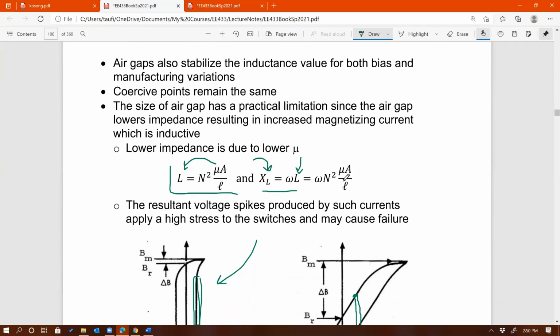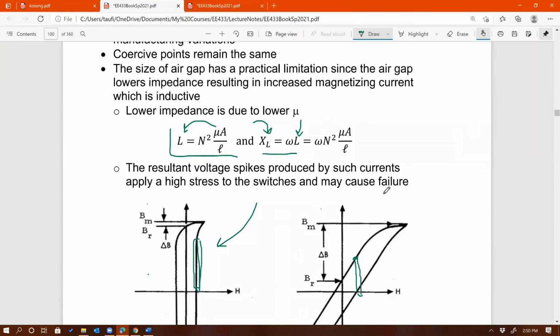For the same voltage, if the impedance is lower, that means current is higher, right? So another disadvantage of introducing air gap is that the excitation current becomes bigger. The size of air gap has practical limitations since the air gap lowers impedance, resulting in increased magnetizing current, right? That's the same as excitation current, which is inductive.